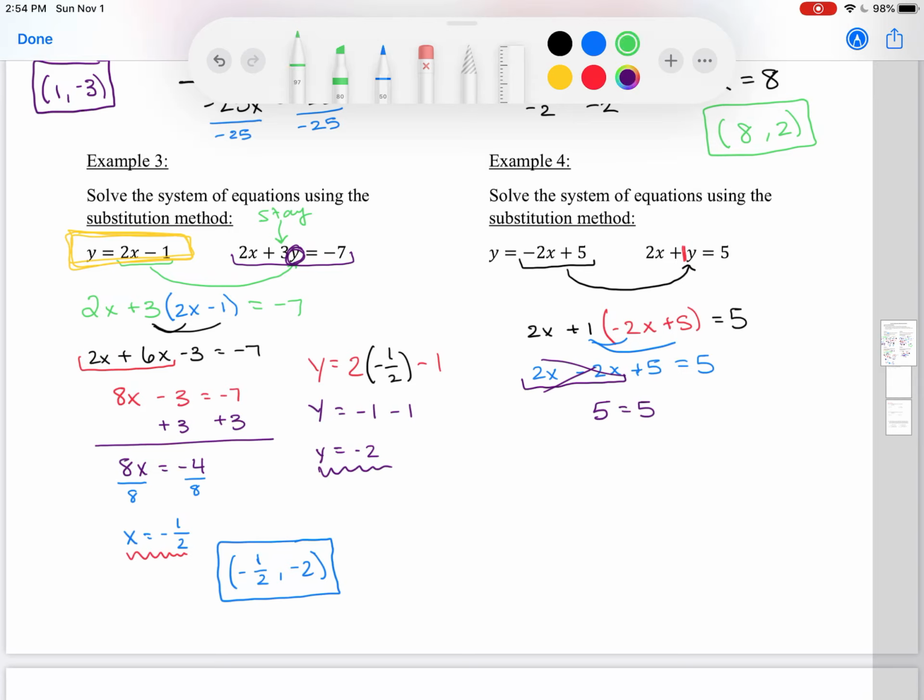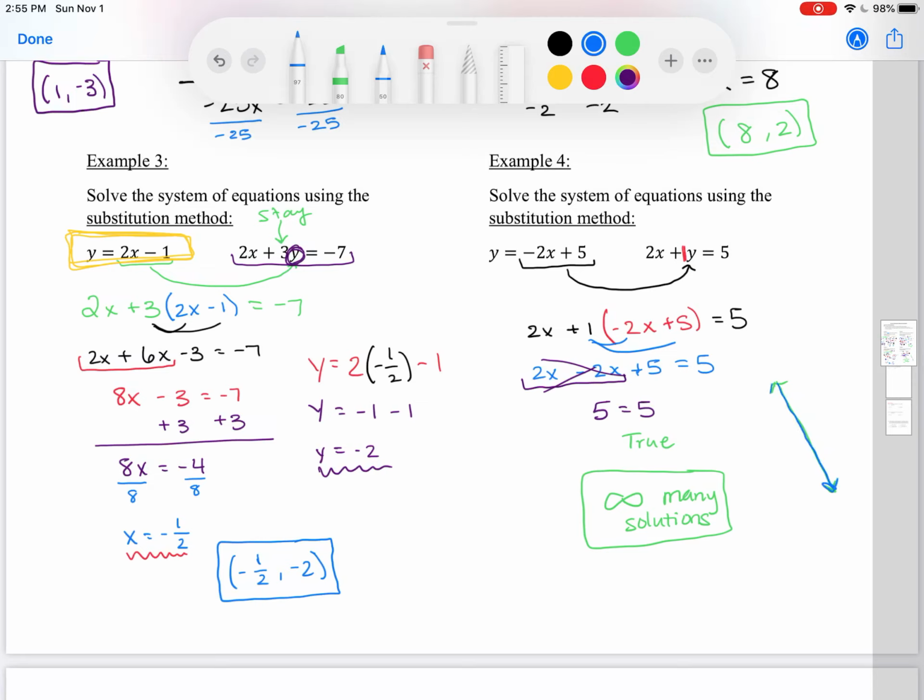If it comes out false, though, you will have no solution, meaning that no values for x and no values for y are going to be the same for either function. So looking at our final work here, we have 5 equals 5. Ask yourself, well, is that a true statement? Yes, it is. And since that is true, we can stop our work and say we have infinitely many solutions. So many, in fact, that we cannot count them ourselves.